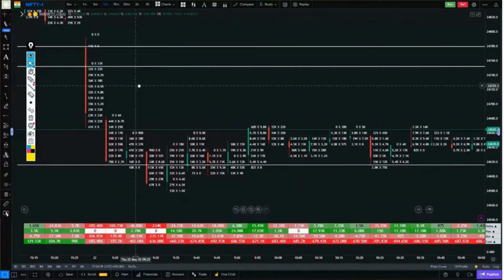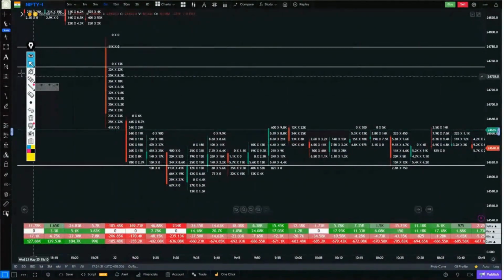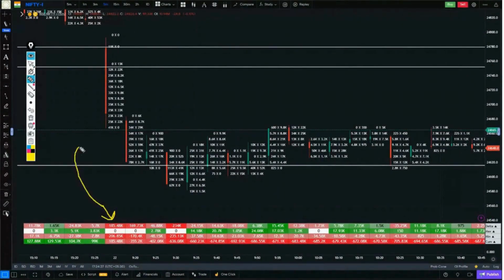How? Like take the first candle for example. What is the delta indicating? There are a lot of sellers. We have jumped onto the footprint in this candle. Which side is the seller's side? Left hand side. Okay. Now, on the left hand side, we will see which spot had the highest number of sellers.